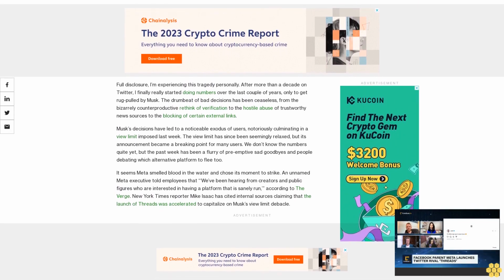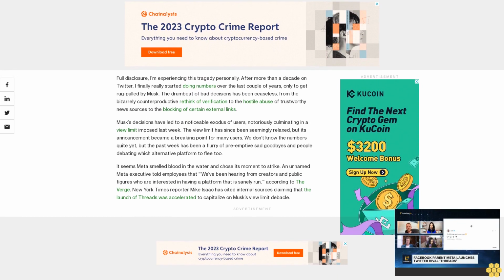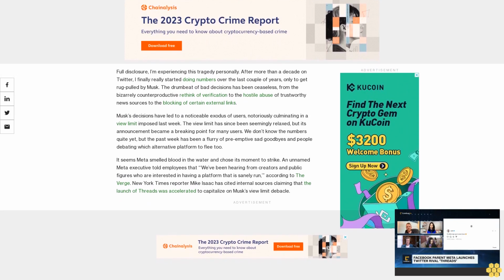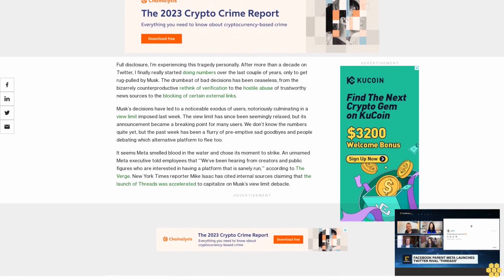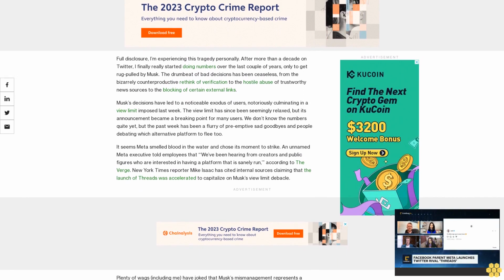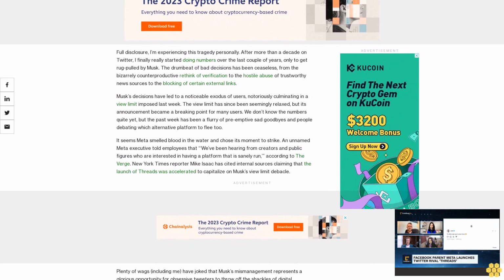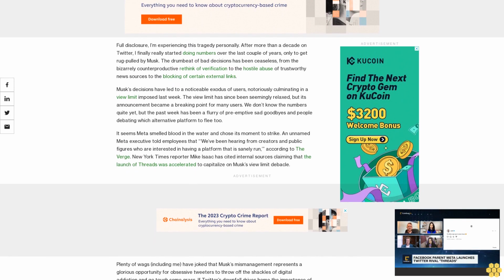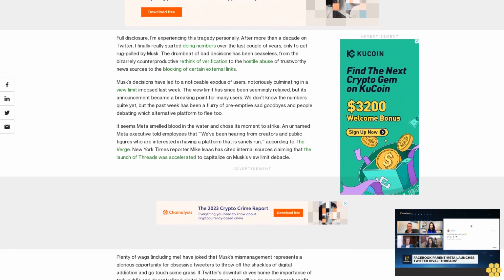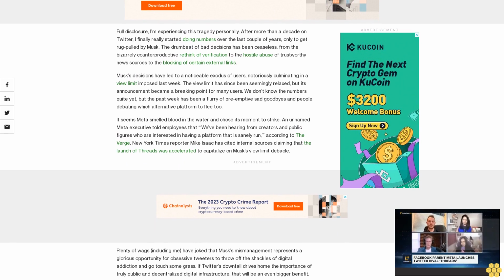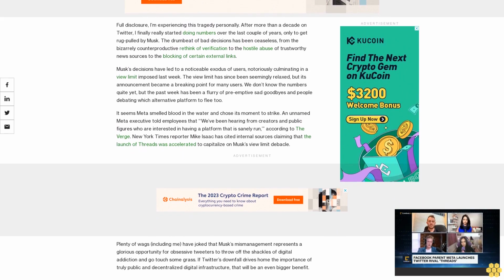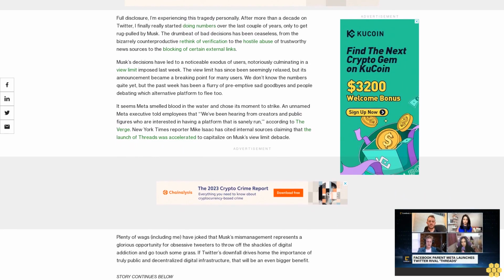Plenty of wags, including me, have joked that Musk's mismanagement represents a glorious opportunity for obsessive tweeters to throw off the shackles of digital addiction and go touch some grass. If Twitter's downfall drives home the importance of truly public and decentralized digital infrastructure, that will be an even bigger benefit. Meta, the Death Star of social media, is by no means the right champion to take that vision to the finish line, but we don't need them to be.